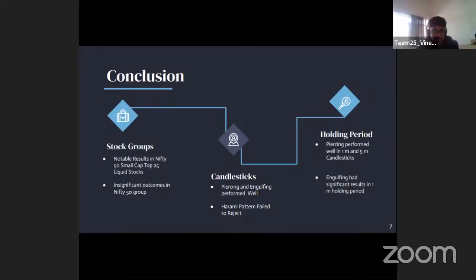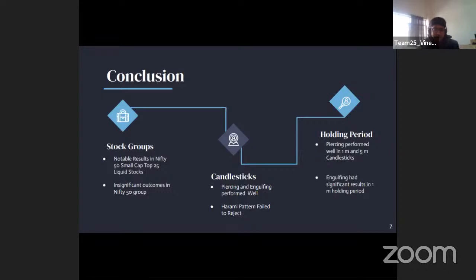Hi, sorry. This study aimed to evaluate the effectiveness of bullish reversal candlestick strategies on liquid stocks of the NSE Stock Exchange. The idea behind the hypothesis is that the highly liquid stocks should show significant results on these price action strategies, but none of the candlestick patterns had significant outcomes to reject the null hypothesis in the large cap liquid stocks. However, there were some notable outcomes in the small cap liquid stocks.